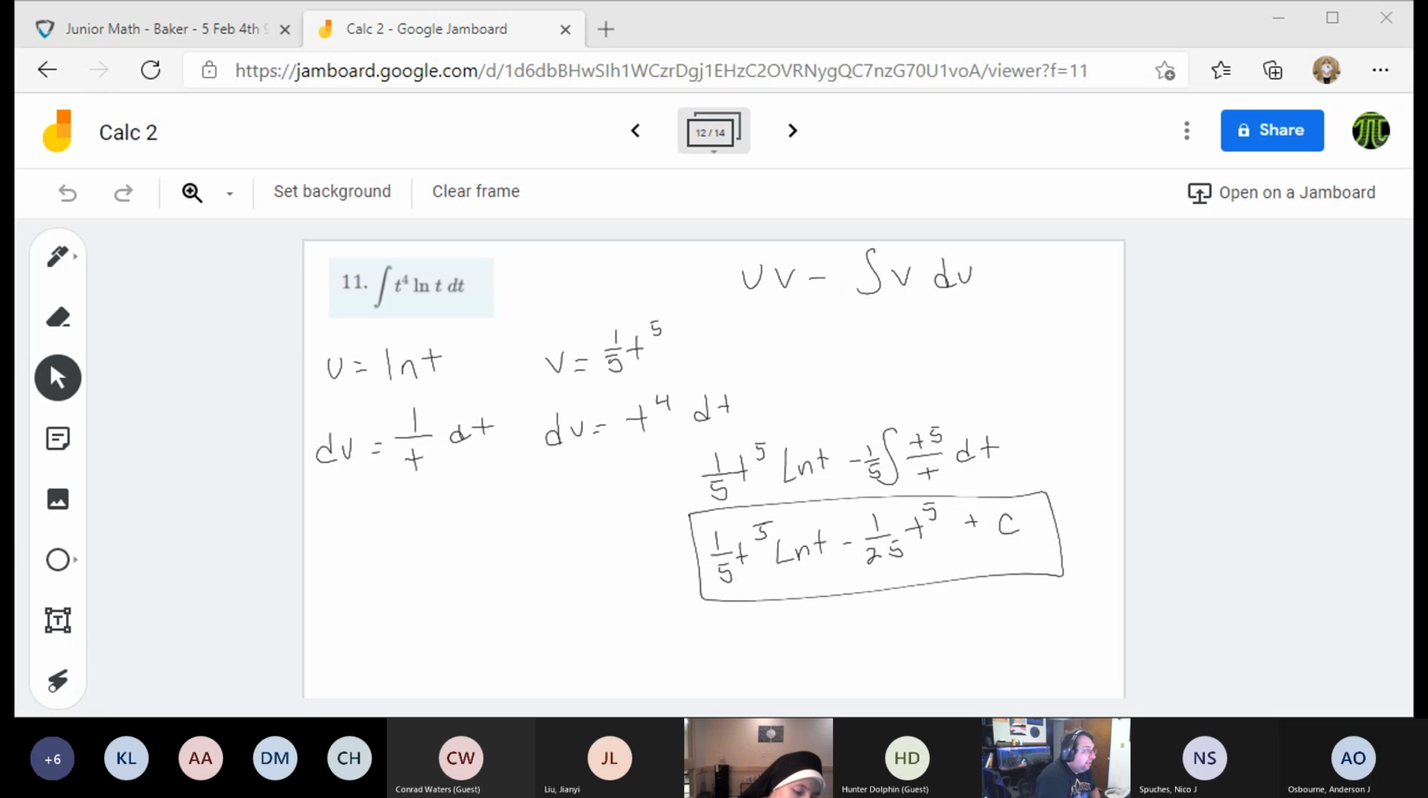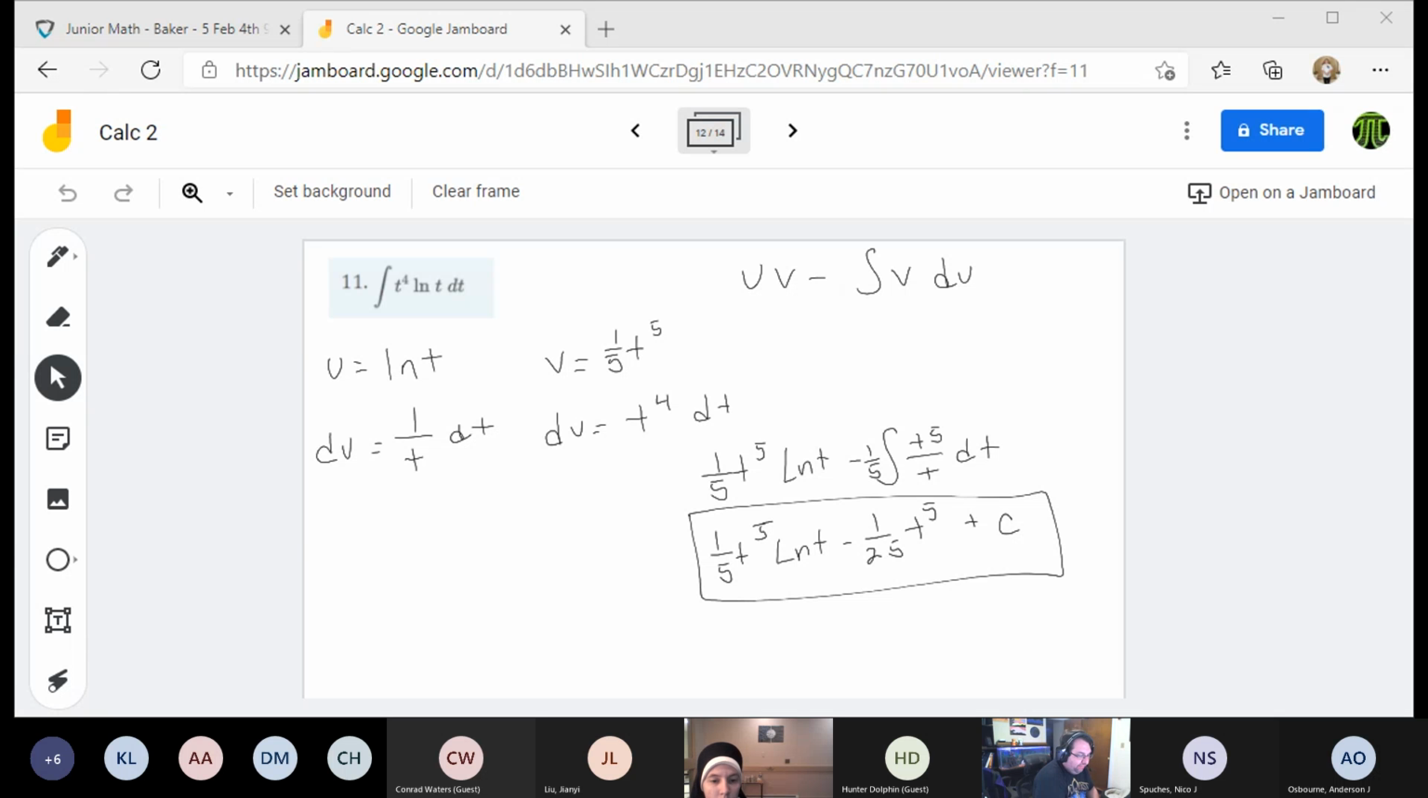So this one, your u should have been the ln. Your dv should have been the t to the fourth. So du is 1 over t and v is 1/5 t to the fifth.